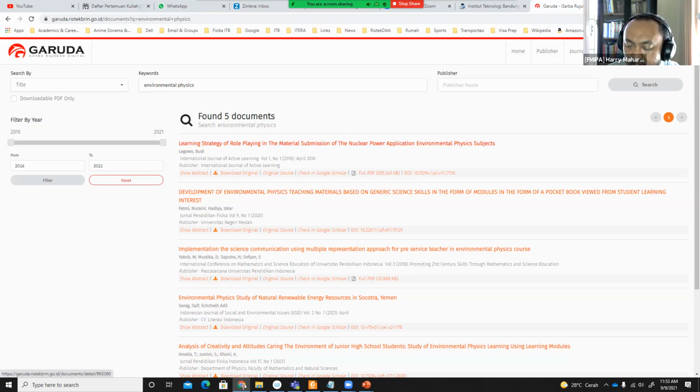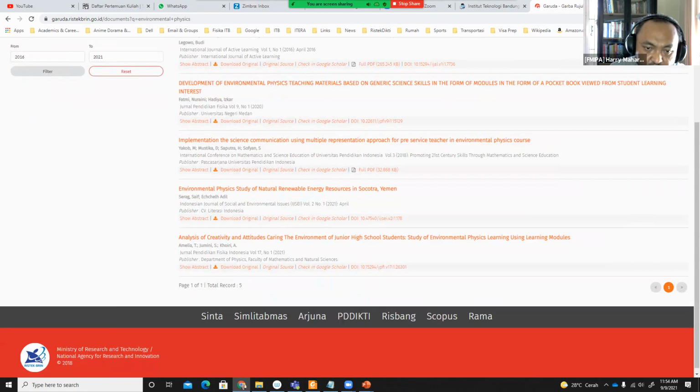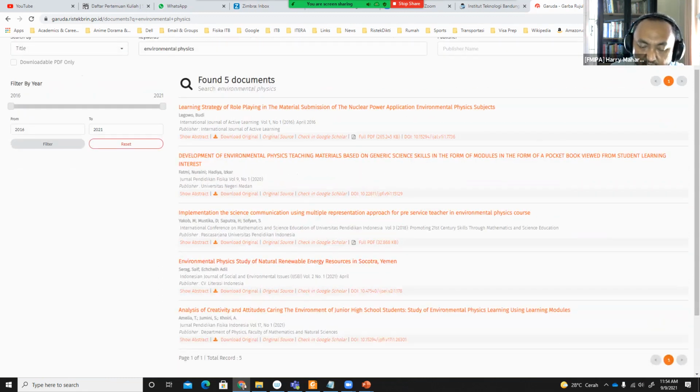But if you want to look for foreign publications that are commonly available from Elsevier, Springer, American Geophysical Union, Geophysics, Physical Review, American Physics Association, and so on, then you need to look for the correct database, whether it's using Google Scholar or Scopus, etc. So from here in Garuda, we get these 5 publications, and we look for the relevant topic that correlates to our own topic.